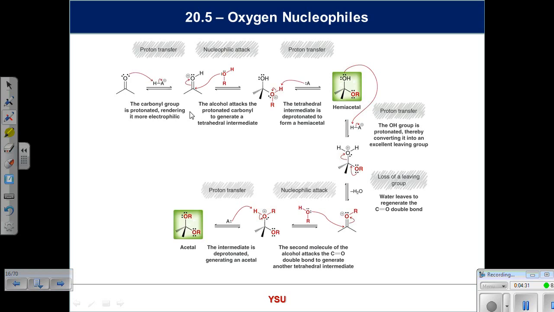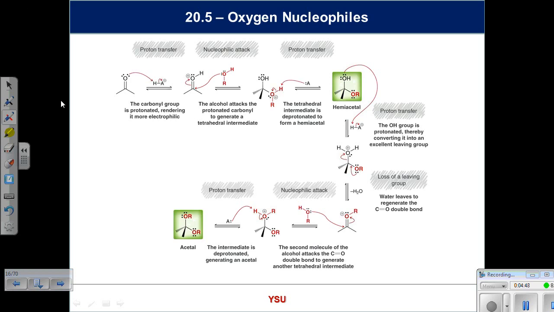This is the mechanism from the book, and then I'll show you one from my website where you can listen to the actual little narrative about what's happening. You can see here that the carbonyl gets protonated in the first step. That should be absolutely logical by now because we have an acid. It's a strong acid, and it will protonate something quickly.